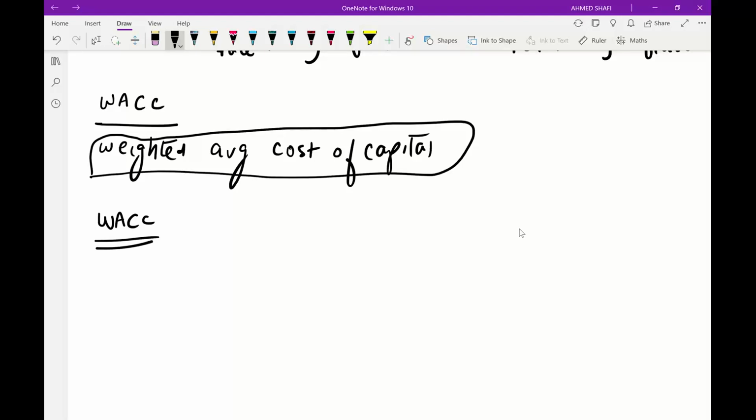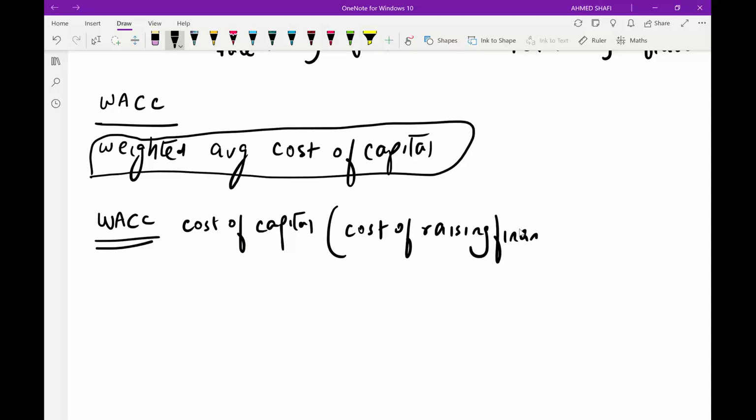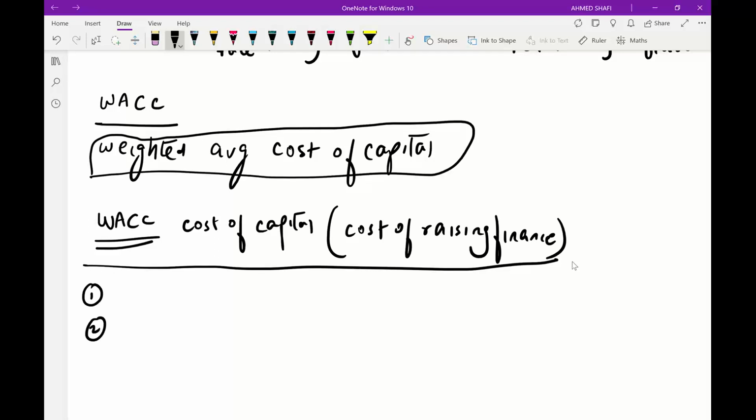When we talk about WACC, or weighted average cost of capital, it is basically the cost of capital, the cost of raising finance. And it is believed that a company usually raises finance from these four sources. Either it raises finance from equity, ordinary shares. Remember, equity doesn't mean preference shares, equity only means ordinary shares.